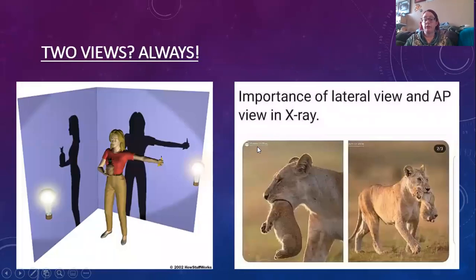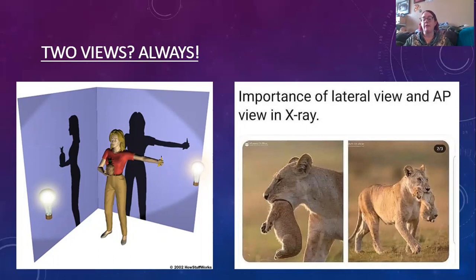We always need to have two views because remember our animals are in 3 dimensions. So 2 views will give us a true look at what's inside that animal. And the principle of the pineapple and the banana is a really good way to think about this, that if we are shining a light from one direction, we're only going to be able to see that one thing. And so like if we shine a light laterally, we can only see the pineapple. If we shine a light ventrally, we're only going to be able to see the banana.